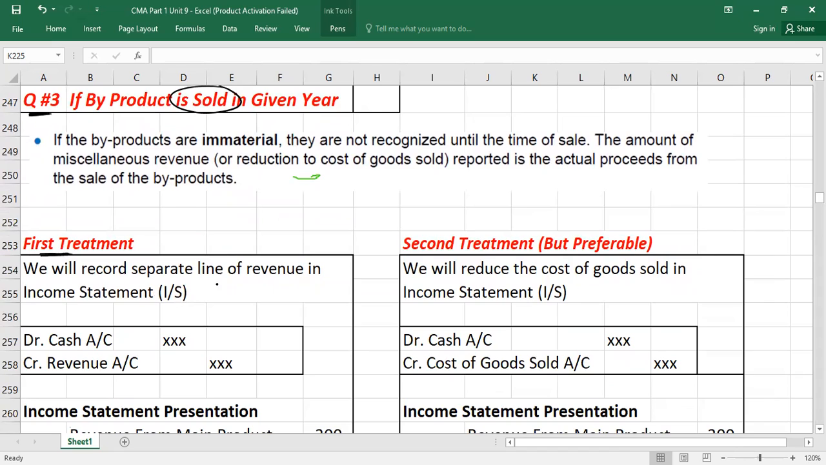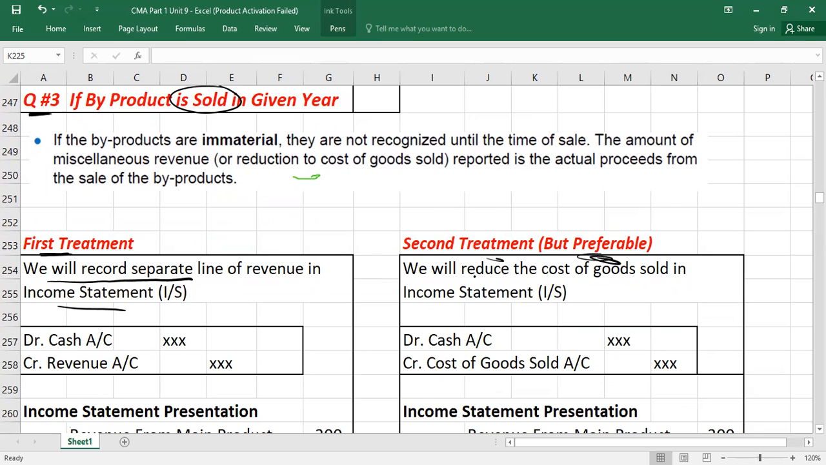What is the first option? First treatment is what? We will record a separate line of revenue in the income statement. This is the first treatment. I'll show you what's the difference. Second treatment is what? This is the preferable treatment also.